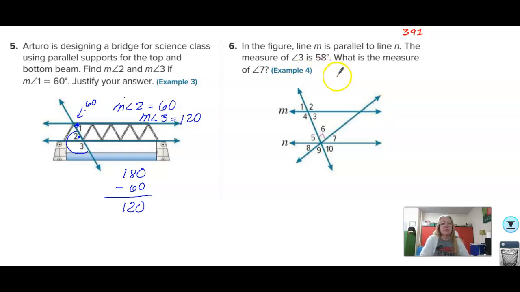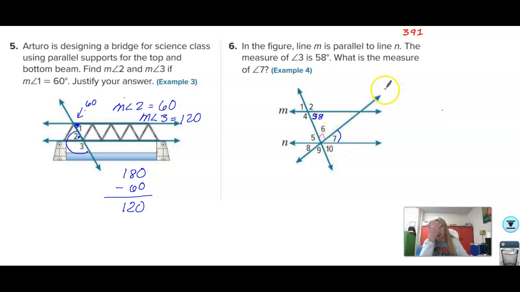All right, number 6. In the figure, line M is parallel to line N. They always have to say that. It's like the legal stuff at the end of a commercial. The measure of angle 3 is 58 degrees. So 3 right here is 58 degrees. What is the measure of angle 7? They want this one.